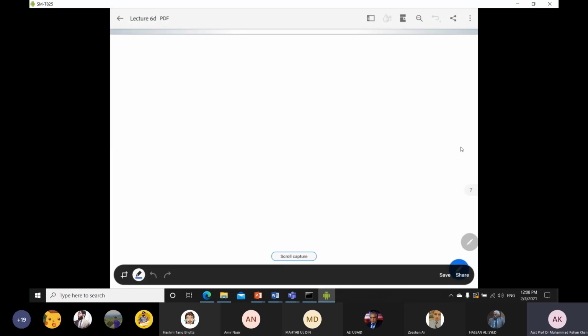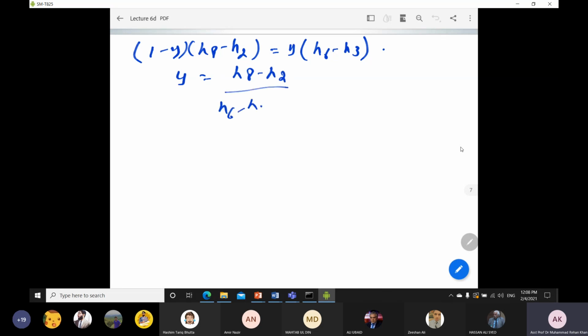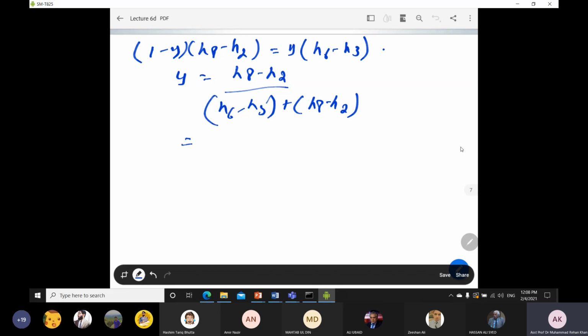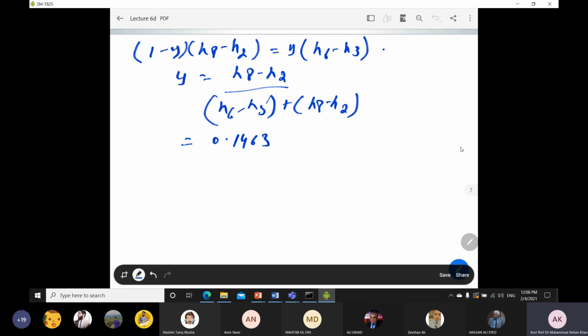Okay, so by using the same relation, we get (1 minus y)(h8 minus h2) is equal to y(h6 minus h3), and your y fraction will be (h8 minus h2) over (h6 minus h3) plus (h8 minus h2), which is equal to, you have all the enthalpy values h8, h2, h6, h3, you already found all these values. Okay, so just plug in all the values and you will get the value 0.1463.